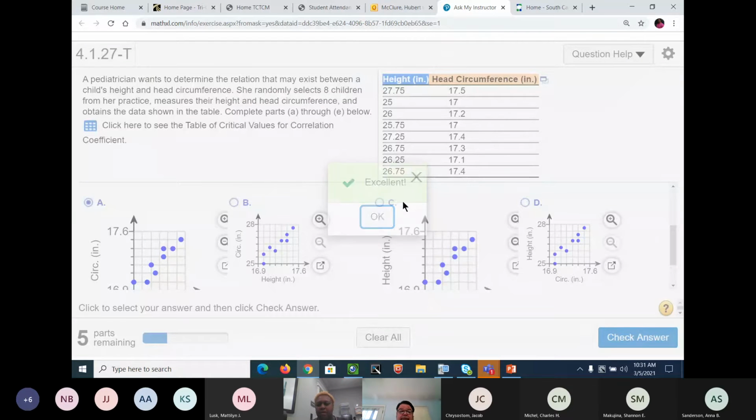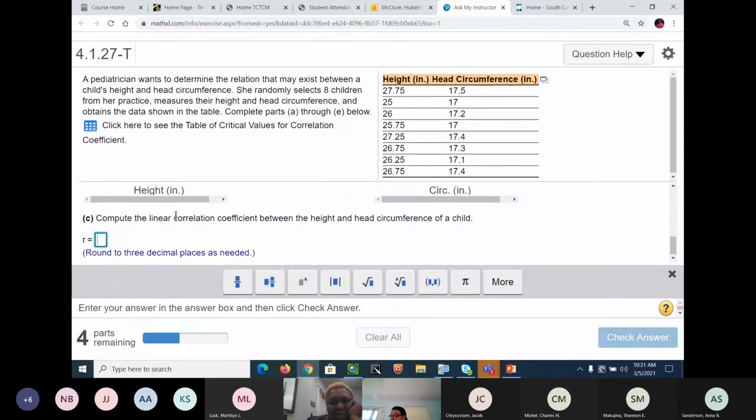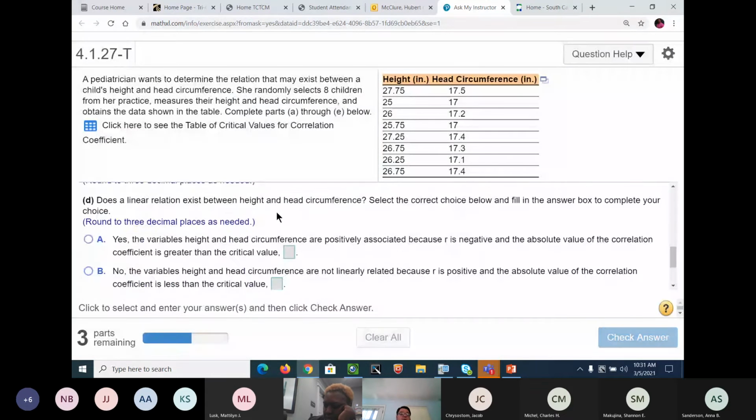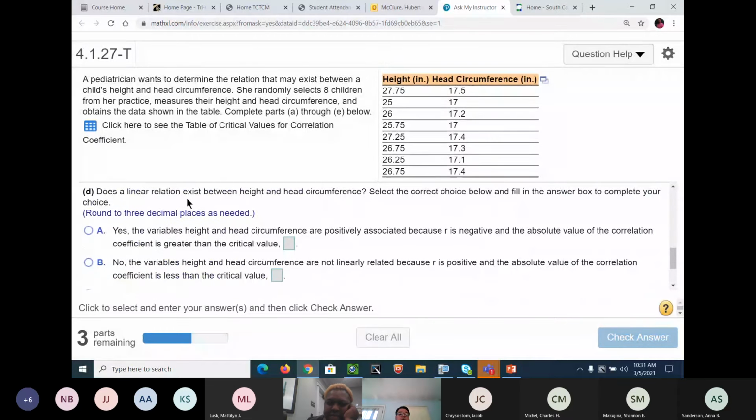All right. Next. What is R? It says round to 3 decimal places. 0.930. How many decimal places? 3. Okay, so 0.930 is the answer.